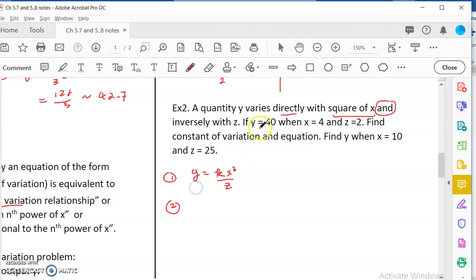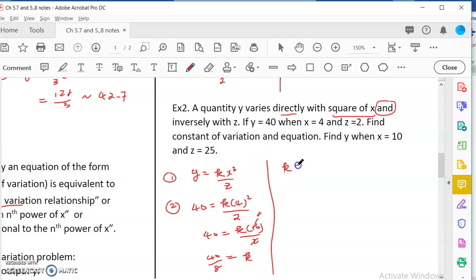The second step would be if y is equal to 40, then we don't know what k is, x is 4, which you square, and then z is 2, right? So then we would have 40 equal to k times 16 over 2. This is 8. So k would be 40 over 8 equal to 5. We can write the model back. y is equal to, this is step 3, when you actually have the equation, 5 times x squared over z.